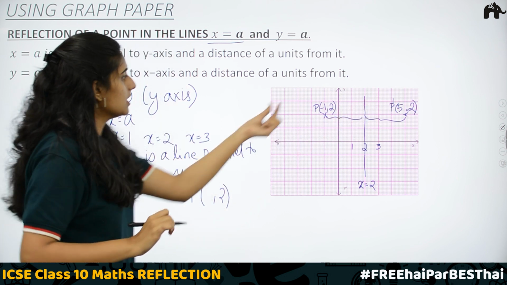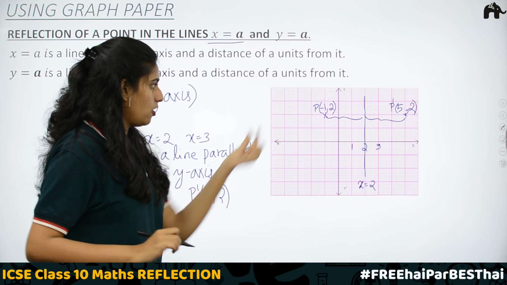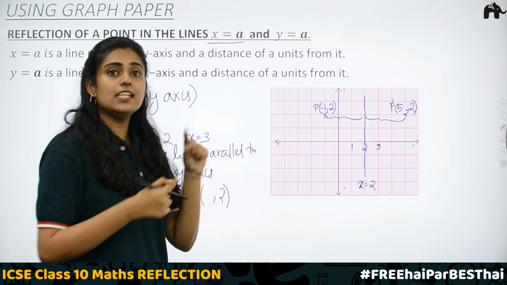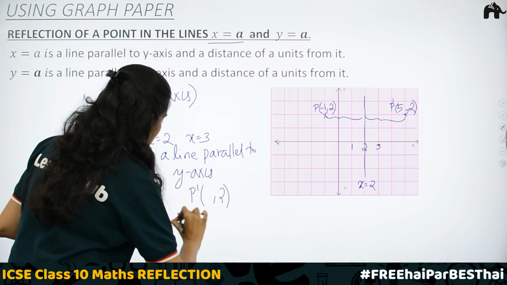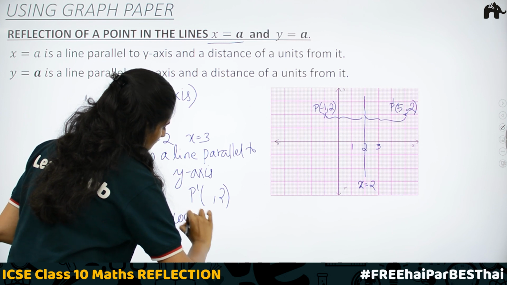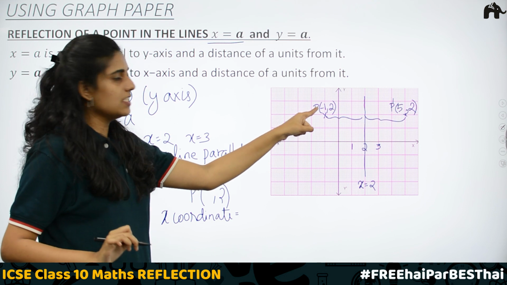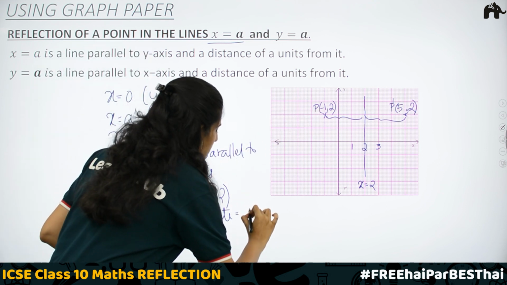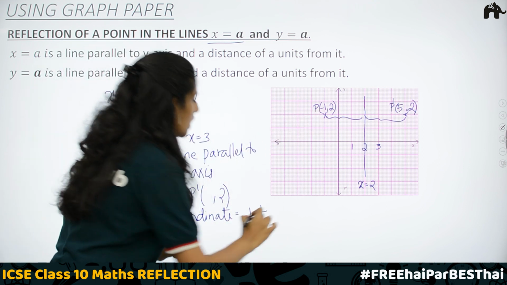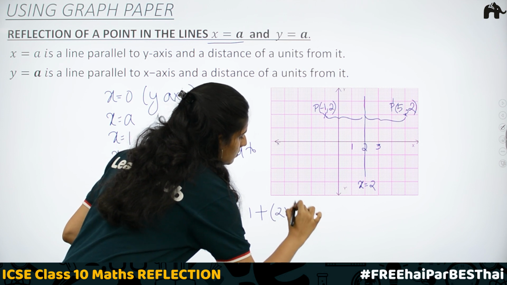What you have to do is take this x coordinate of the point. Here it is -1. Change the sign to get the x coordinate. Change the sign first. Here we have -1, make it +1. Plus 2 into a.